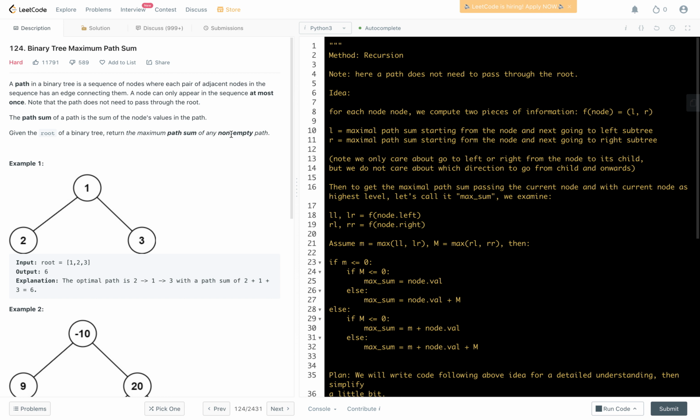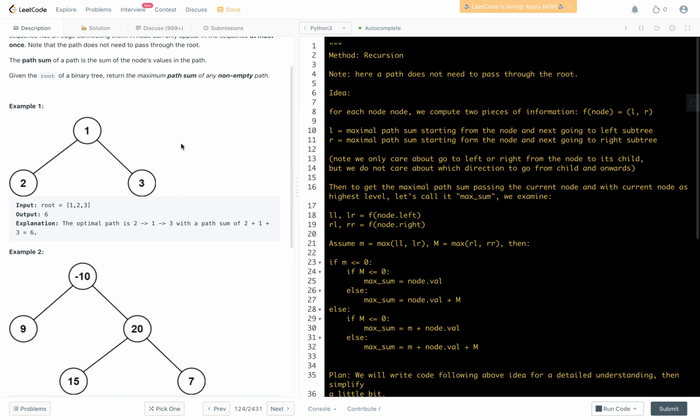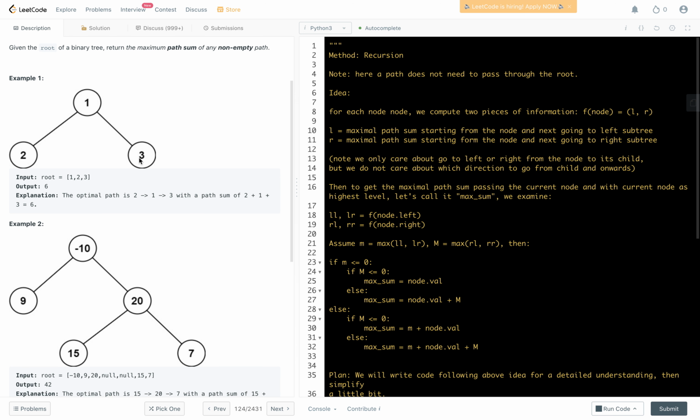First, let's look at the statement. So we are given a binary tree, and we want to compute the maximum path sum of any non-empty path. So here, the main point to be noticed is that the path does not need to pass through the root. So let's look at the two examples given here.